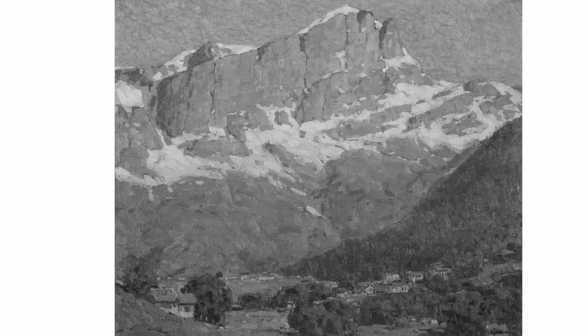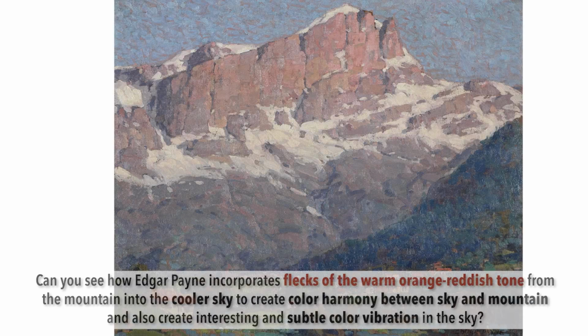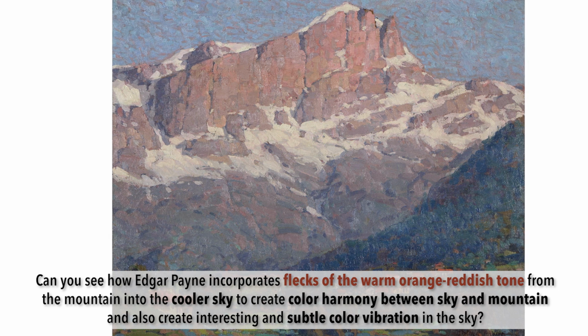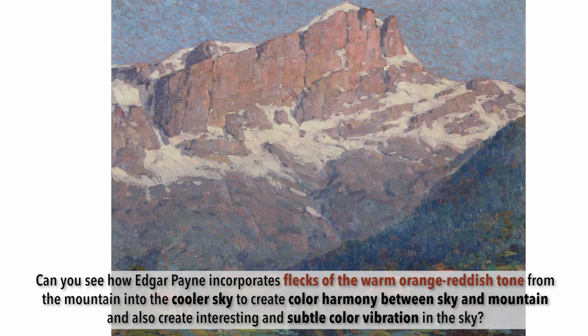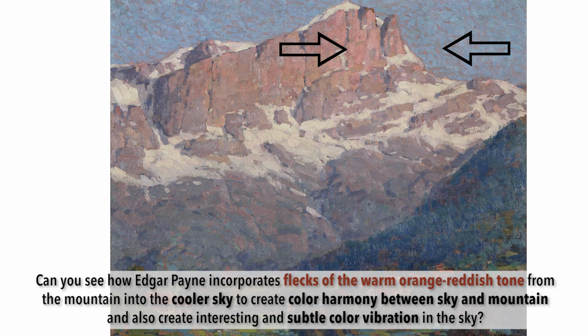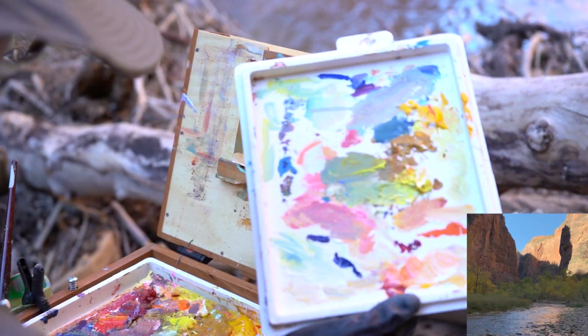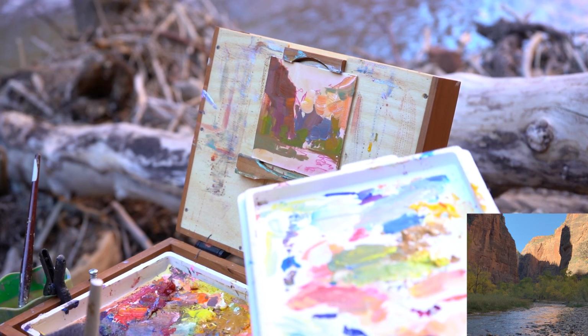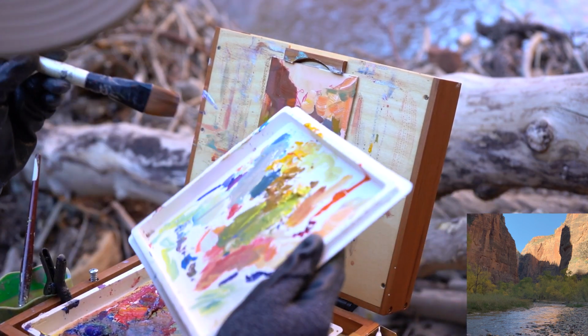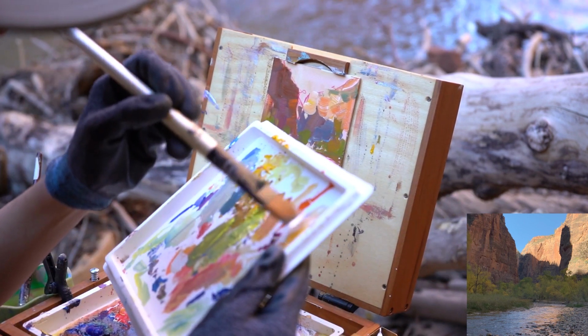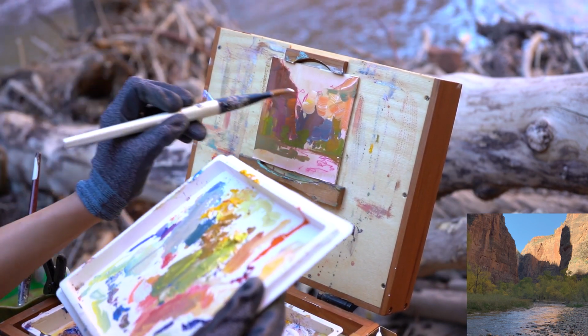What I noticed that Edgar Payne does brilliantly is that he will use hue and color vibration to separate two different elements or two different subjects, such as sky or mountain, instead of using value. Now, I know this may be confusing because I say this all the time: you must have a readable value structure in order for your painting to read, okay? And that still stands true.